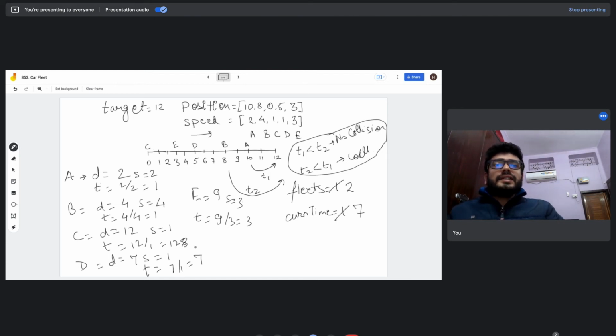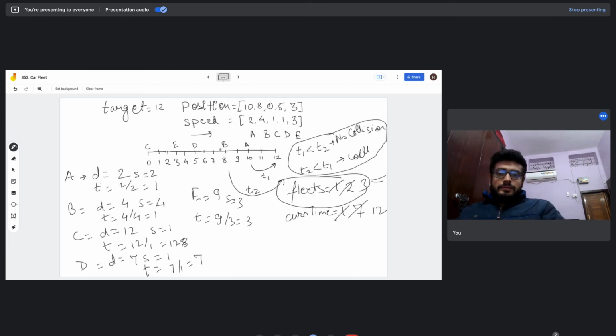Now we check C. C takes 12 seconds to reach the destination. Now we compare 12 with 7 and we find that 12 is greater than 7. So basically C will be a part of a totally different fleet. So we are going to increment the fleets counter to 3, and we are going to change the current time to 12, which is the time C takes to reach the destination. Now there are no more cars, so we can say that the number of fleets is 3, which becomes our final answer.